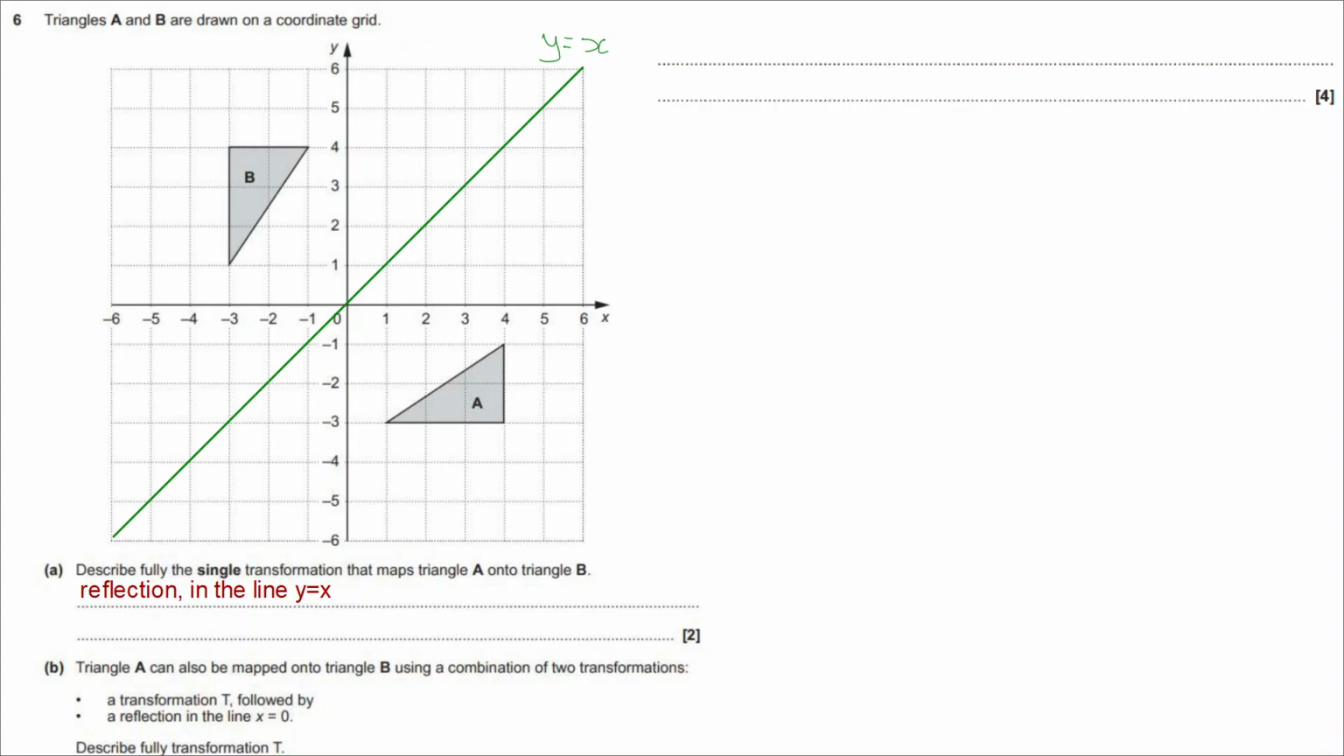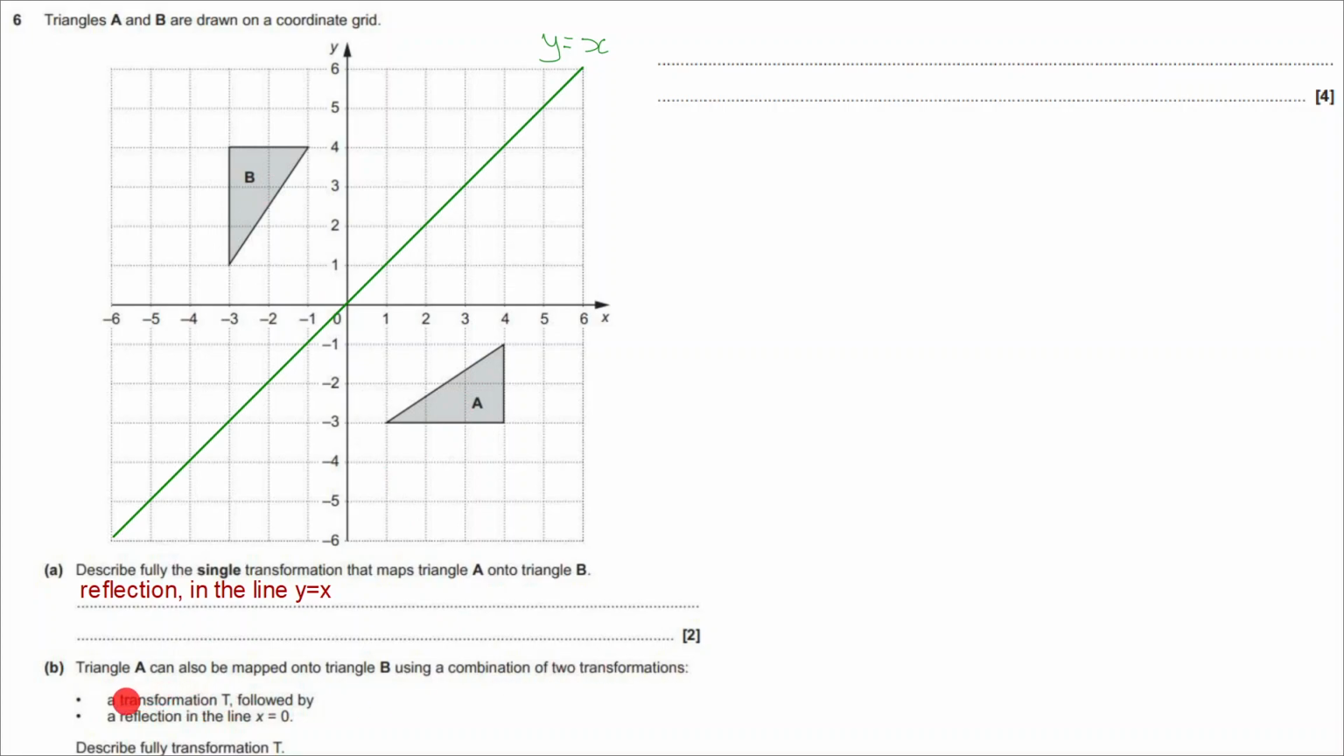A transformation T followed by a reflection in the line x equals 0. Describe fully the transformation T. Okay, on my screen it's kind of cut out, but let's read that again. The triangle A can be mapped onto triangle B, so from here to here, using a combination of two transformations.